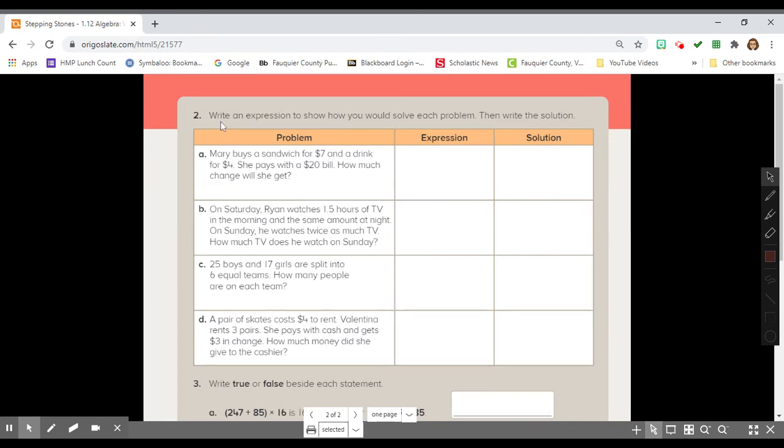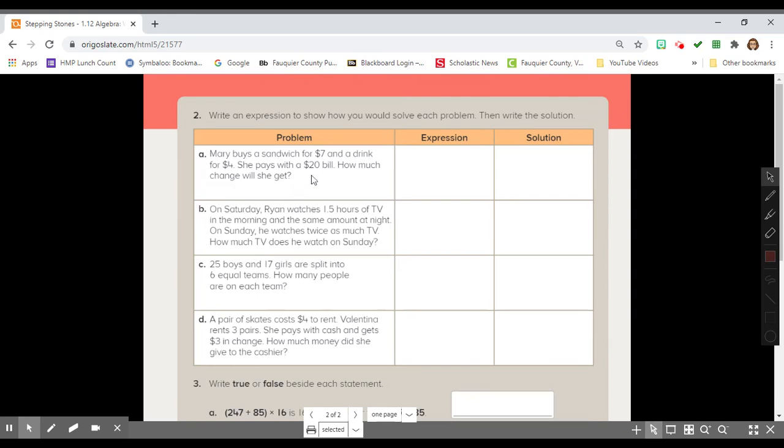So this one says to write an expression to show how you would solve each problem, then write the solution. So this particular exercise is taking us one step further. We're going to write the expression, then we're going to make the solution, figure out the problem. So Mary buys a sandwich for $7 and a drink for $4. She pays with a $20 bill. How much change will she get?